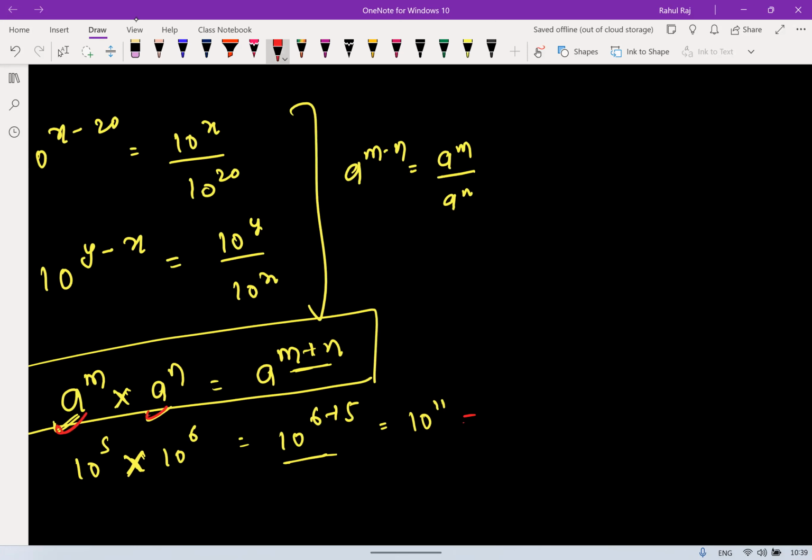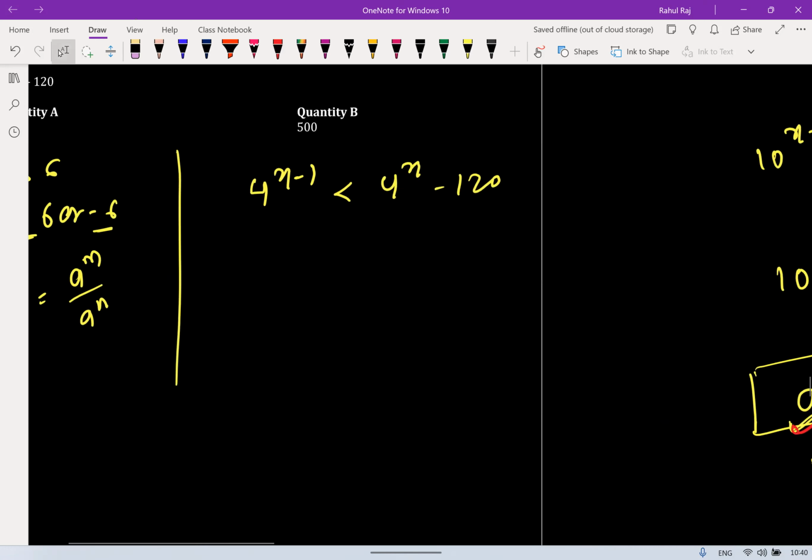10 to the power 11 you can write as 10 to the power 6 into 10 to the power 5. You can write 10 to the power 7 cross 10 to the power 4, or 10 to the power 2 cross 10 to the power 9. Anything. Got it. Okay, so let's redo this now with this rule.